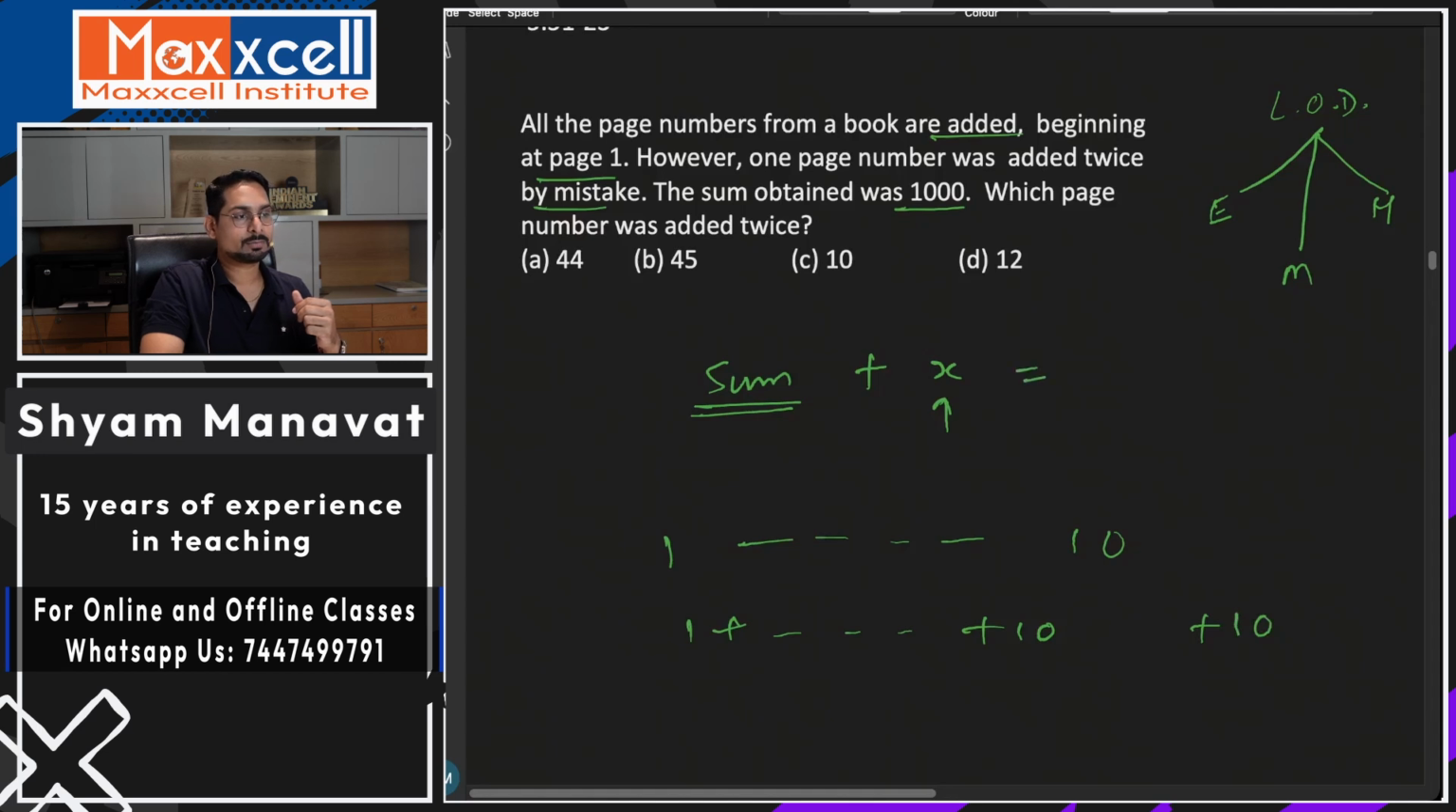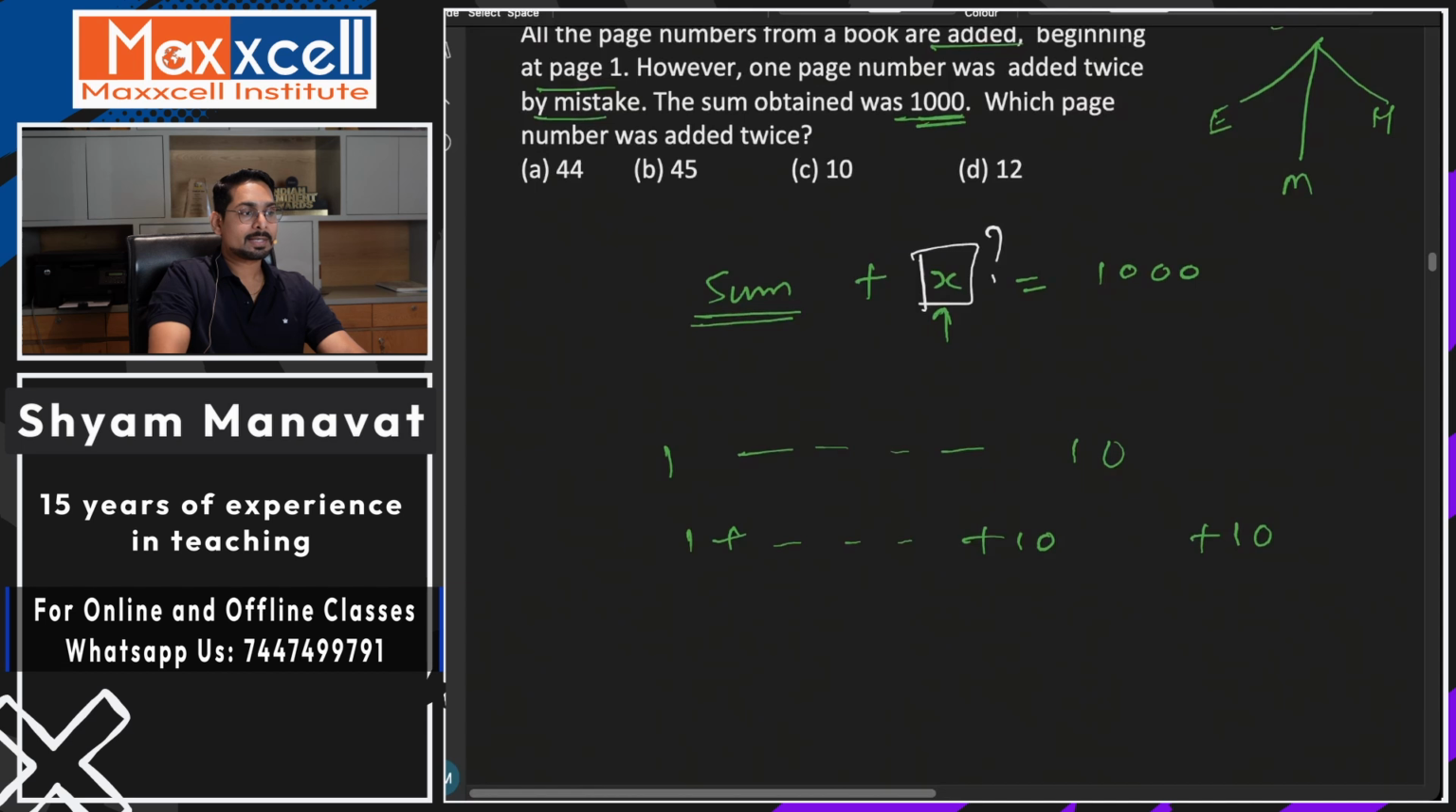Now this should be equal to what? 1000 as per the question. Yes, 1000 as per the question. We need to find this x. What is x? This is what we need to find out. All right. Now when you're adding the numbers from 1 to 1000, or any number of pages which you are not aware about as of now.